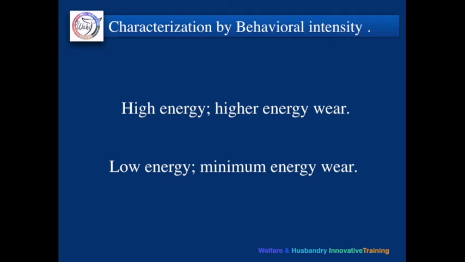When we categorize behaviors by performance intensity, we refer to the energy spent by the execution of the behavior. High energy for those that the animal needs to spend more energy, and low energy for the behaviors where the energy loss is minimal.